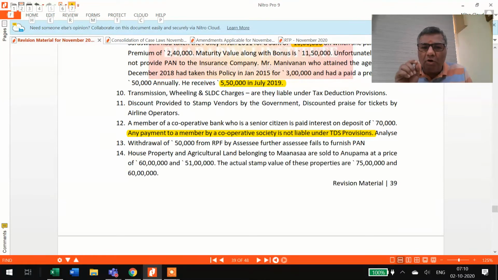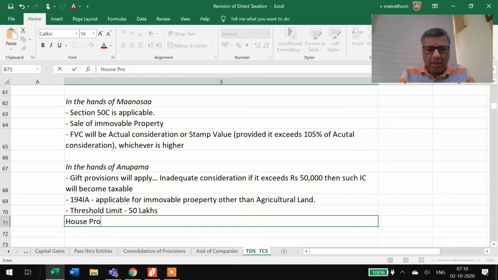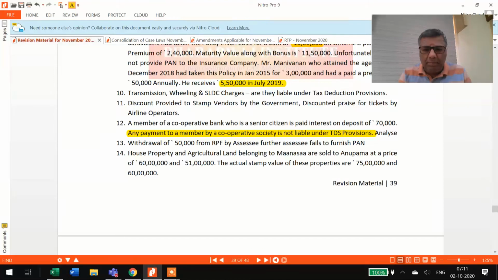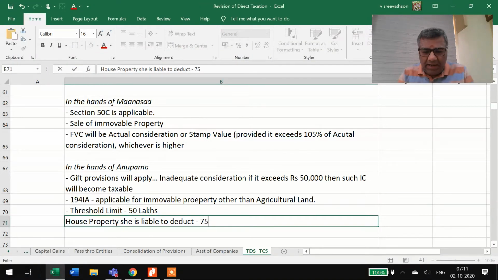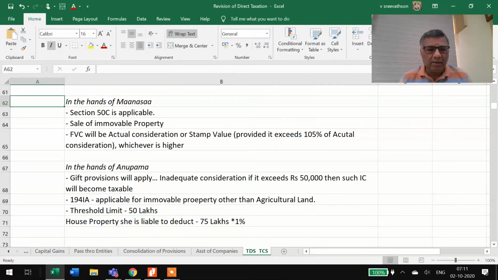So for the house property, she is liable to deduct 75 lakhs into 1%. No TAN is required. Anything, no TAN is required, nothing.